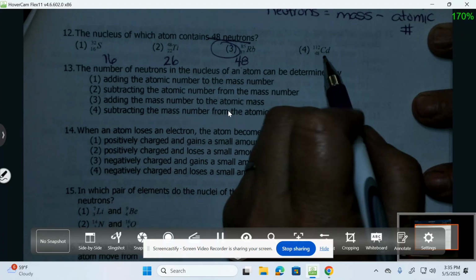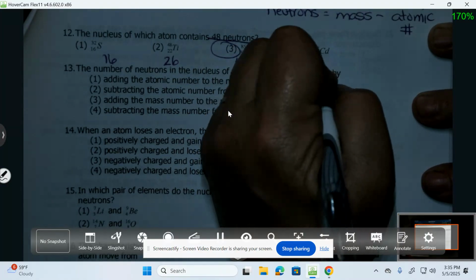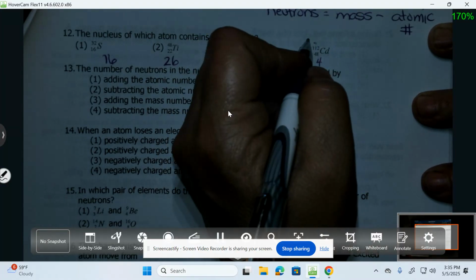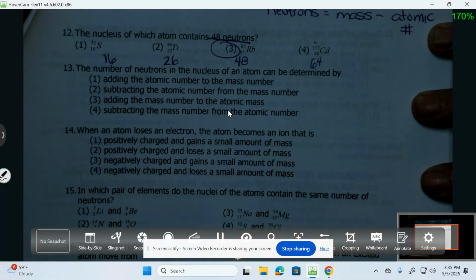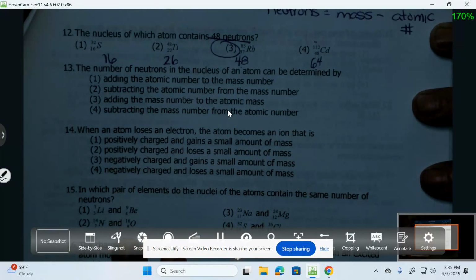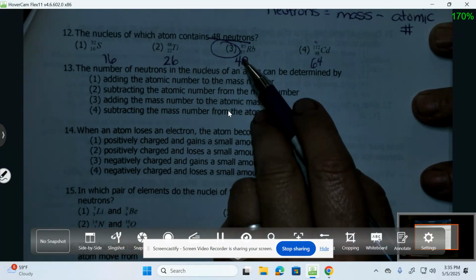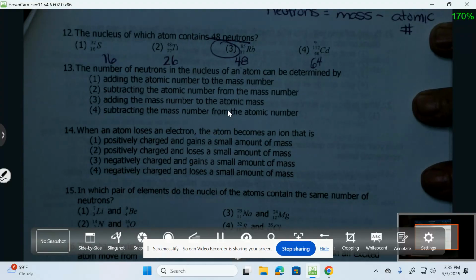And 112 minus 48, that's 64. Okay? So 48 is what I'm looking for. 48 neutrons. Always remember, it's the top minus the bottom gives you the neutrons.